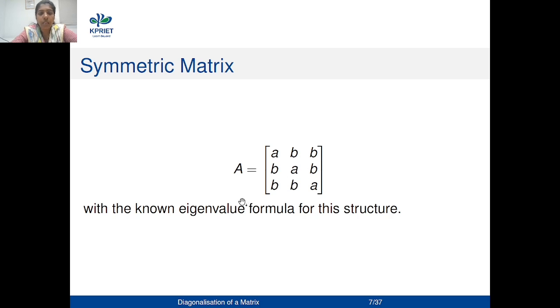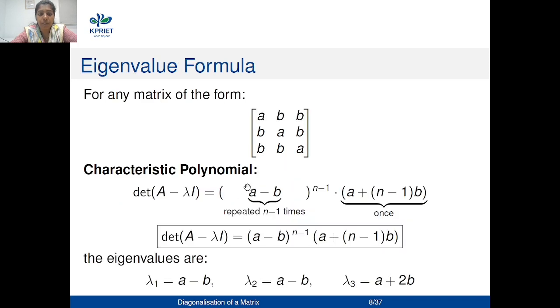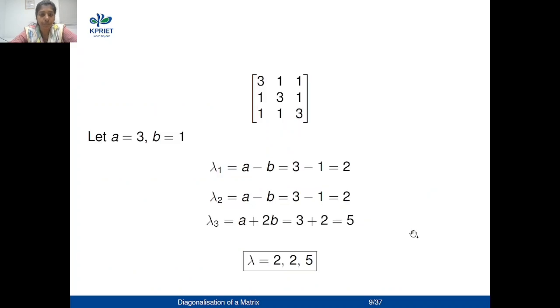So if your matrix is of this type, then the direct formula we can use for the characteristic polynomial is A minus B to the power n minus 1 into A plus n minus 1 into B, where n, which is 3 here, is the dimension of the given matrix. And from this, you can directly find the eigenvalues using the formula A minus B, A minus B and A plus 2B. Let us see this in detail in the upcoming problem.